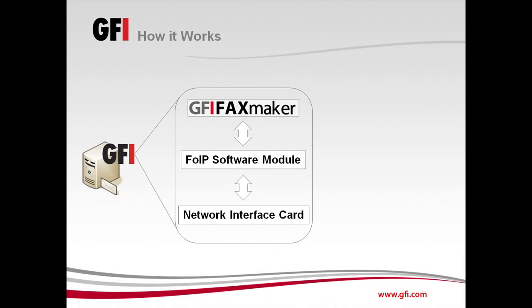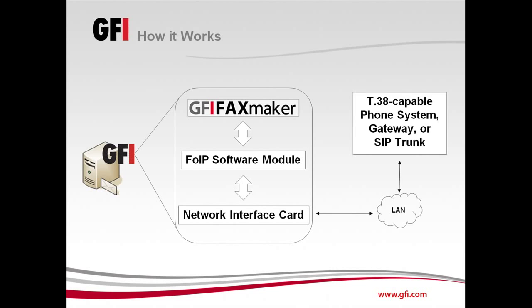So within GFI FaxMaker itself, if we look inside the fax server, you have the GFI FaxMaker software, which is responsible for converting faxes from an email to a fax and vice versa. GFI FaxMaker will talk to a fax over IP software module. And on the next slide, we'll talk about 2 of the options that you have for the fax over IP software piece. And that software module will talk to the network interface card on the server, or if it's a virtual machine, the virtual network interface connection. And then through that network interface card, FaxMaker will talk over your network to one of the options that we previously discussed, either the phone system, the gateway, or the hosted provider.